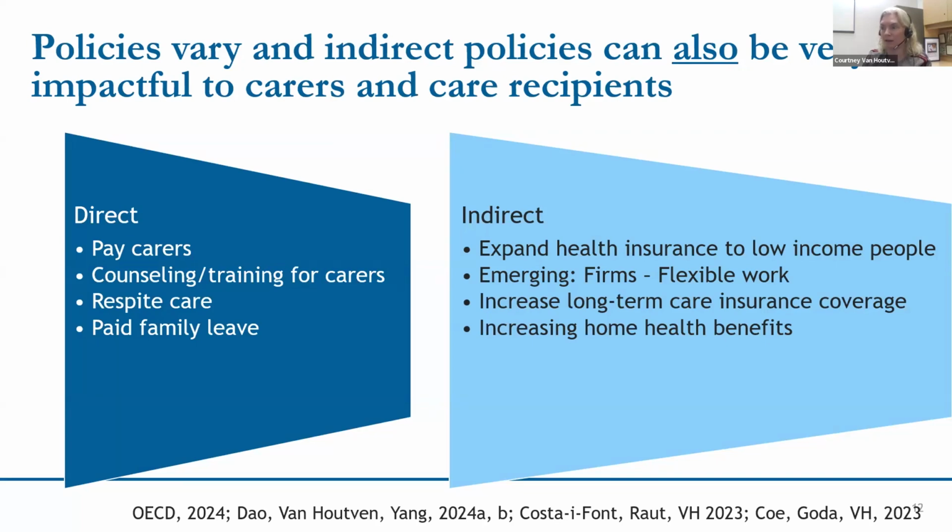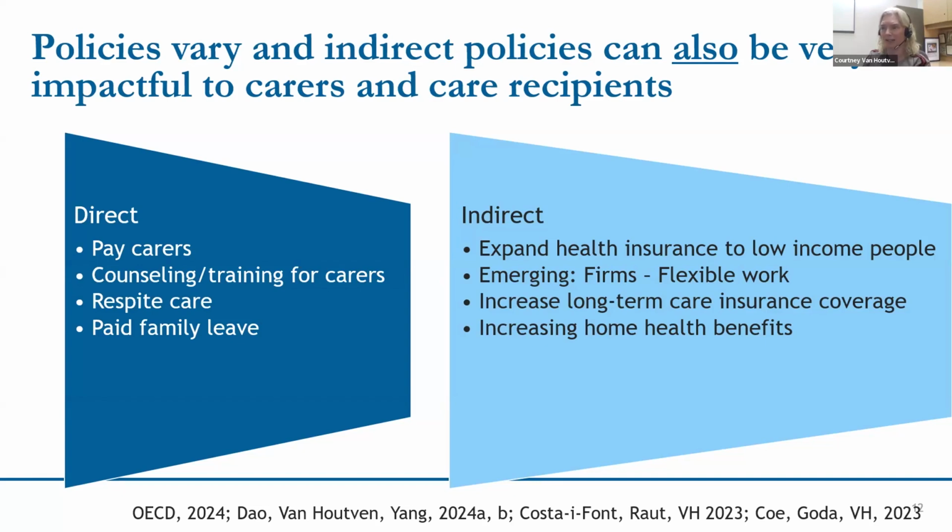Indirect policies, though, we need to look at because they are being found to affect the well-being and supply of informal care. Healthcare reform in the US has been shown to increase the informal care supply. That's work that I've done jointly with Nakdao and Yang Wang, and also work jointly with Joan Costa-Font and Nilesh Raut. We found that healthcare reform in the US also improved the mental health of spousal caregivers.